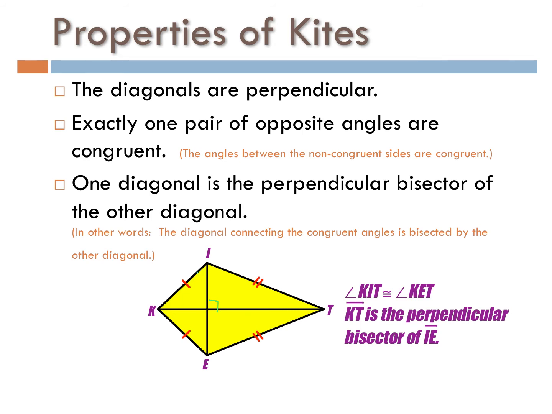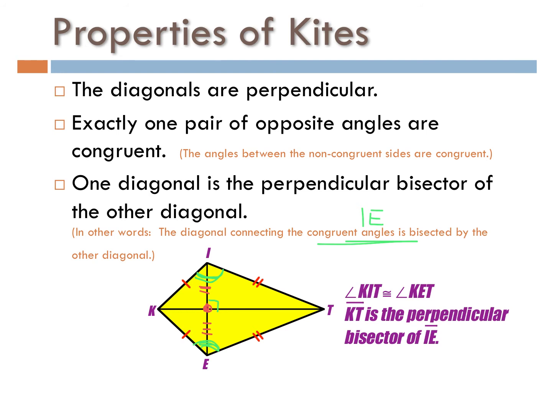So from previously, when I showed you the top triangle here is congruent to the bottom one, by CPCTC, those 2 angles are the congruent ones. And one diagonal, only one of them, is the perpendicular bisector of the other diagonal. So the diagonal that connects the congruent angles, so in our case, IE, is bisected by the other diagonal. So what that would show me is that this segment from I to this point is going to equal the same length as E to that point.